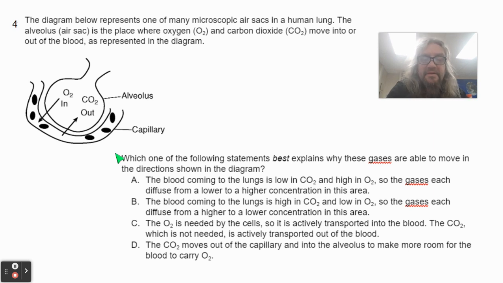diagram? A. The blood coming to the lungs is low in CO2 and high in O2, so the gases each diffuse from a lower to a higher concentration in this area. B. The blood coming to the lungs is high in carbon dioxide and low in oxygen, so the gases each diffuse from a higher to a lower concentration in this area. C. The O2 is needed by the cell, so it is actively transported into the blood. The CO2, which is not needed, is actively transported out of the blood. Or D. The CO2 moves out of the capillary and into the alveolus to make more room for the blood to carry oxygen.